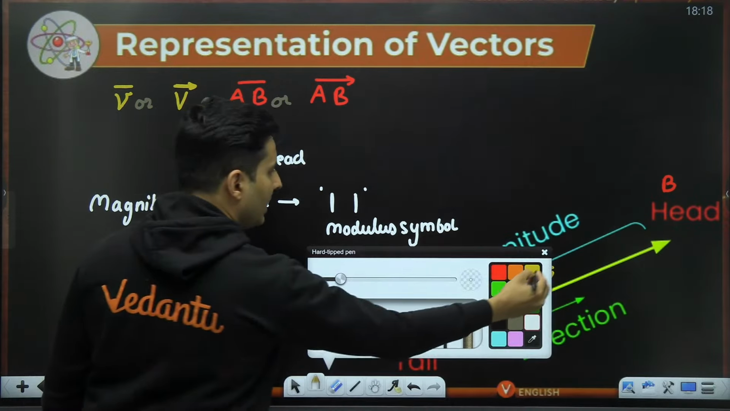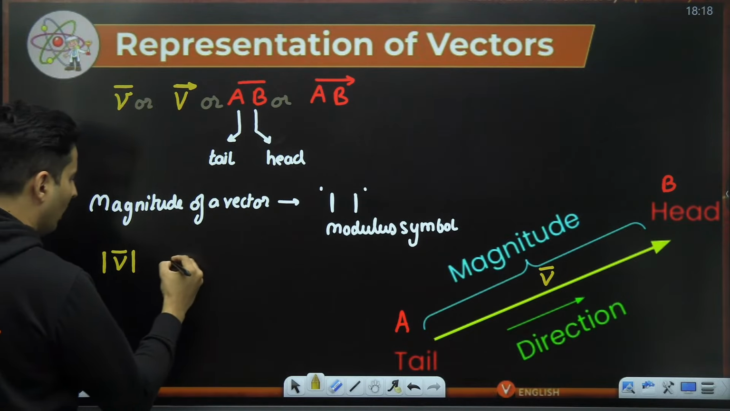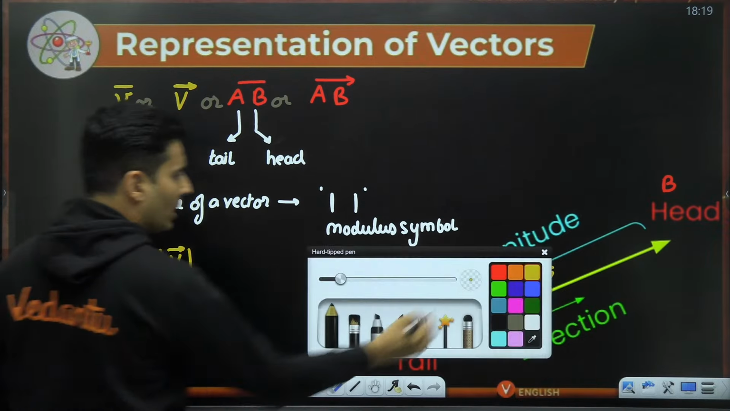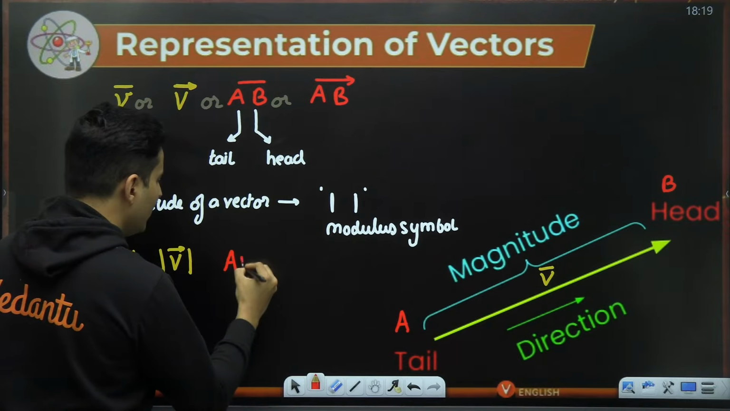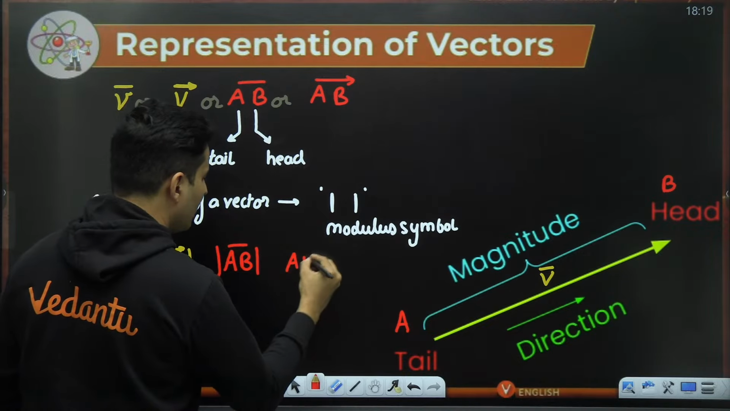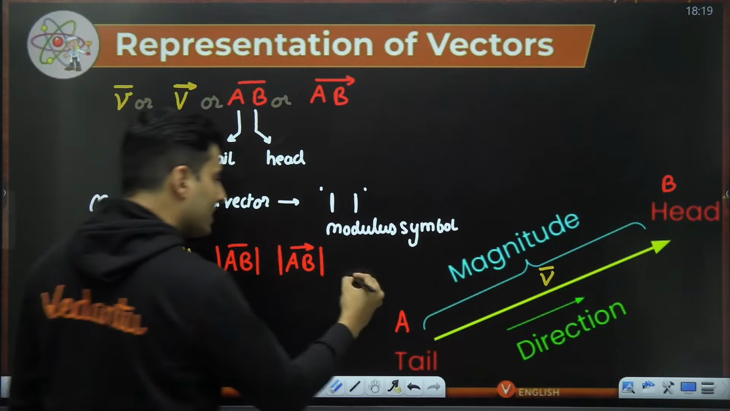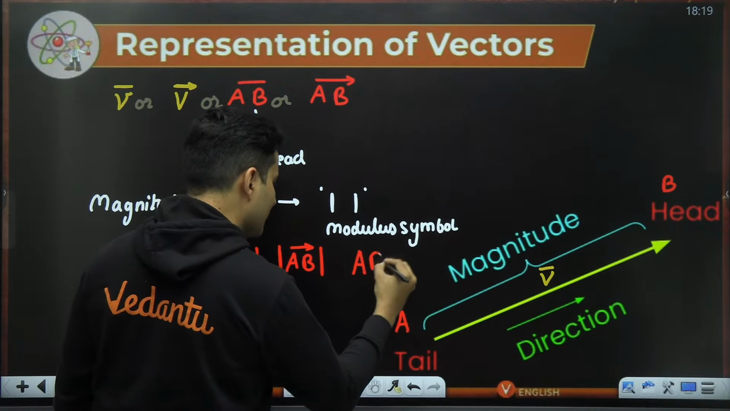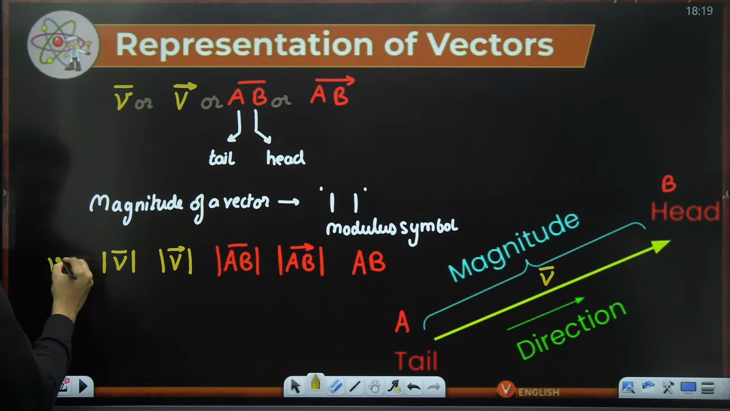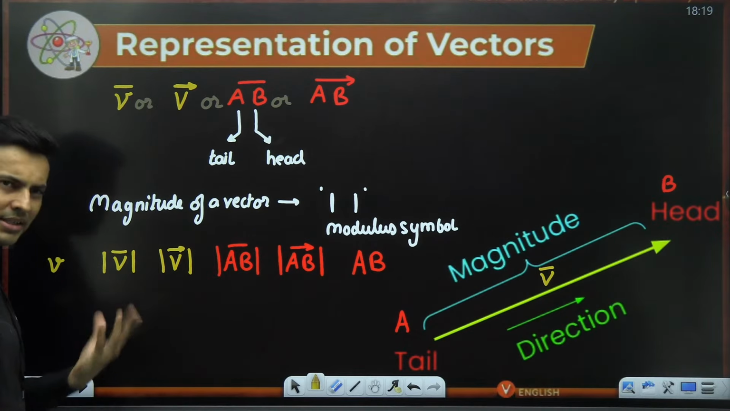Modulus symbol. Meaning something like this. V vector mod, or V vector with an arrow mark and mod, or you can also use AB vector mod, or AB arrow mark and then modulus, which can also be written down as just AB, or just plain and simple V without the modulus. But usually you use the mod symbol, that's okay.